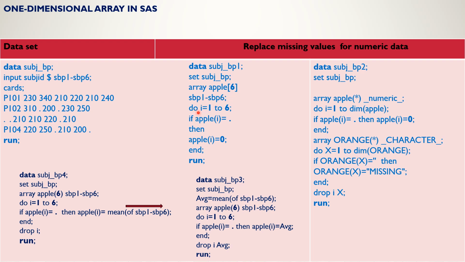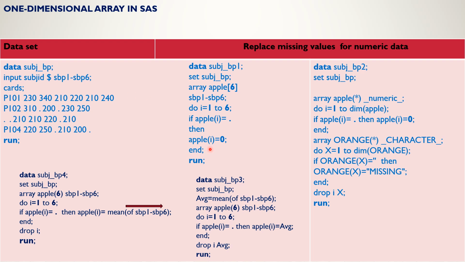Then do i = 1 to 6. If apple(i) = missing, then apple(i) = 0. Then, since we already used do, we have to keep end. Then run. If we do so, it will replace the missing values by 0.